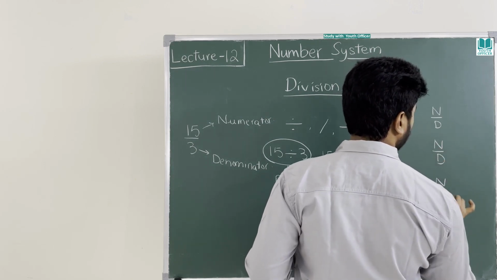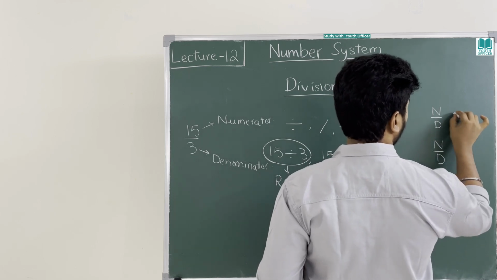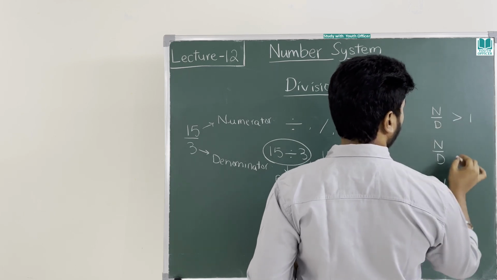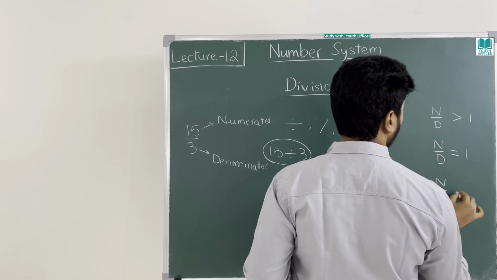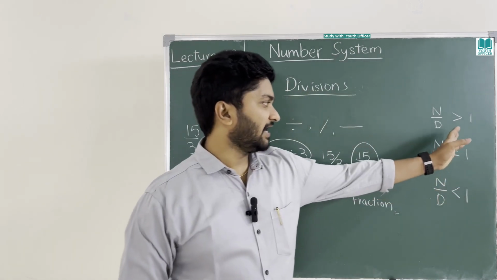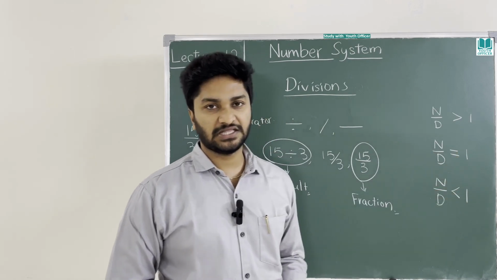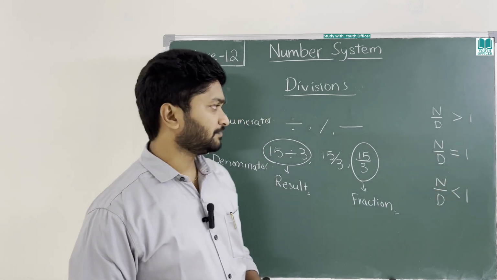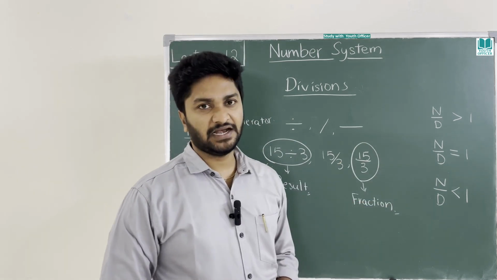There will be three cases: when n by d will be greater than 1, when n by d will be equal to 1, or when it is less than 1. I hope you already know what is greater than, what is equal to, and what is less than. I already explained that. We will see these cases later on.